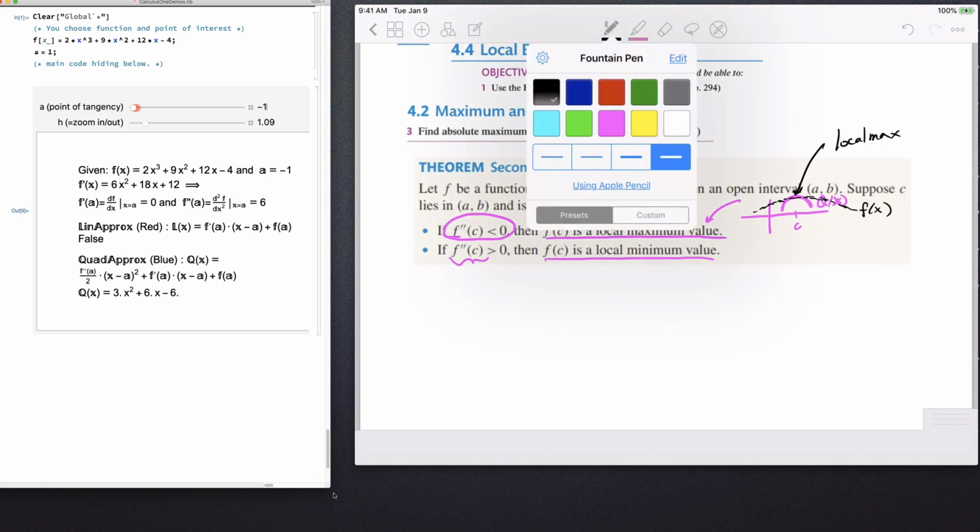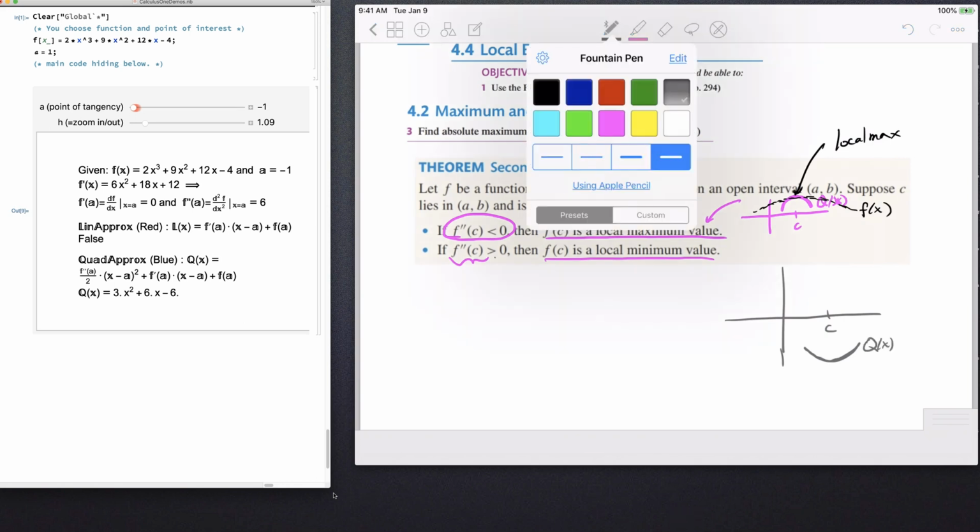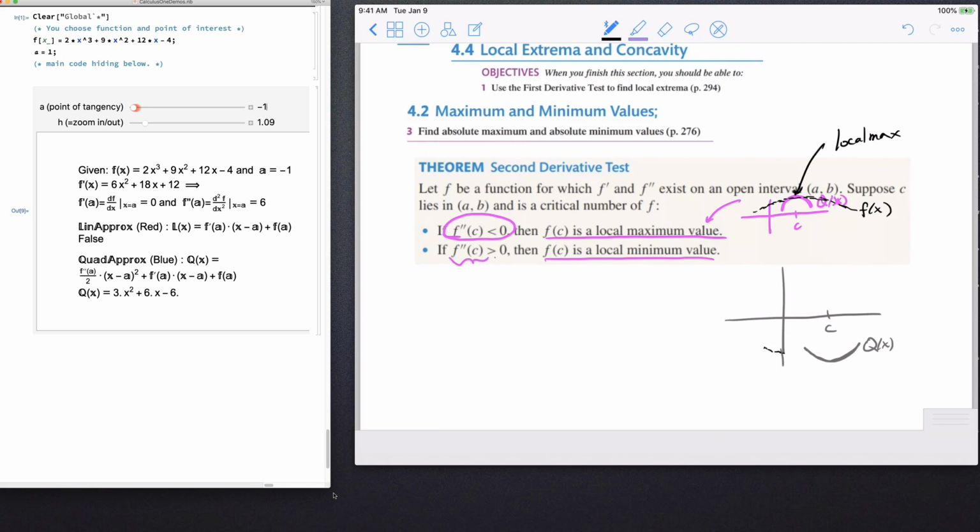And when the second derivative goes positive at c, that means that your function at that value c is curving upward. There's your quadratic approximation, but you know that the quadratic approximation is not a perfect approximation. Your function may be doing something more shaped like this, but at c, your function is opening upward at that point. So therefore, you have to have a local minimum when the second derivative is positive.